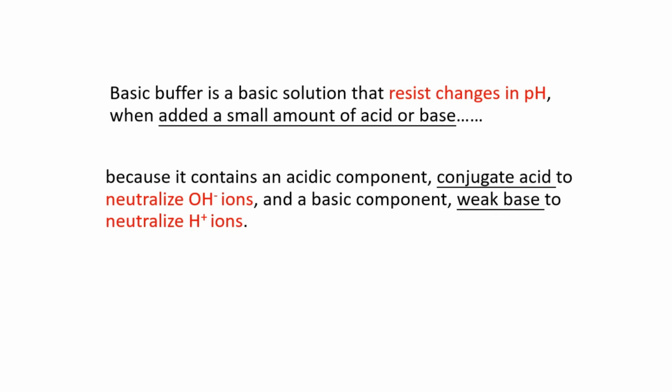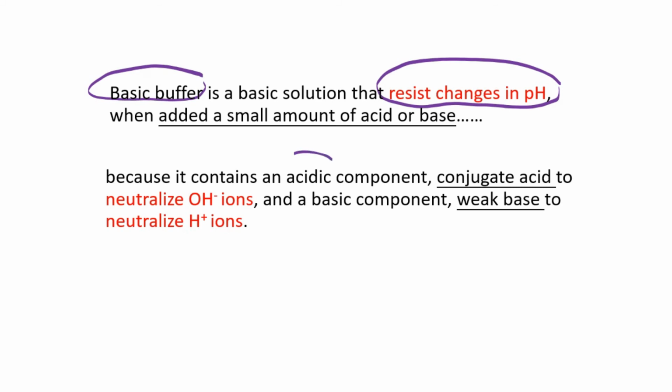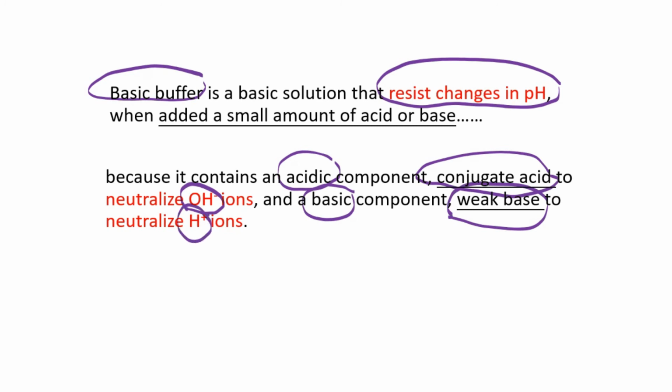As a summary, a basic buffer is a basic solution that would resist changes in pH because it has two components, one acidic and one basic. So the acidic component, which is the conjugate acid, would neutralize or remove all the hydroxide ions added, and the basic component, which is the weak base, would neutralize all the hydrogen ions added. By doing this, the buffer solution would resist changes in pH.